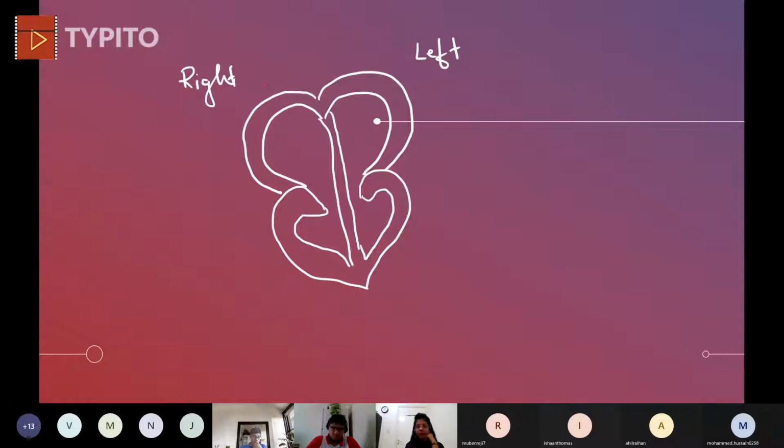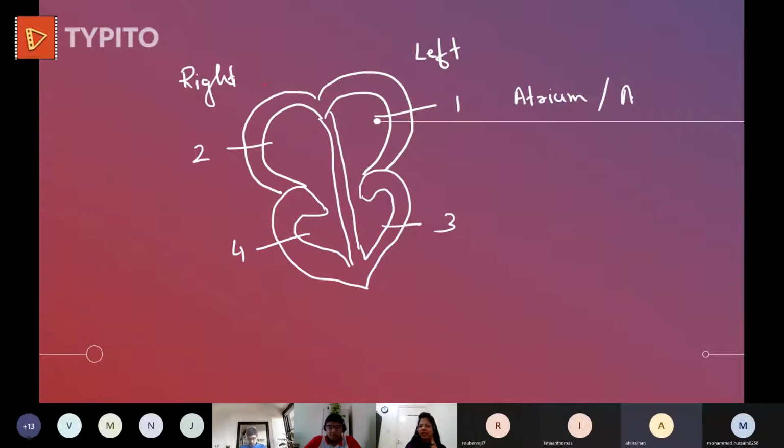So our heart has 4 chambers. Correct. 1, 2, 3 and 4. 4 chambers are there in our heart. What are the names of the upper chambers? Ma'am, left atria, atrium. Exactly. The singular is atrium, and the plural is atria. Ma'am, atrium is also called auricle. Auricle. Okay. So atrium or auricle, and what is the name of the lower chambers?